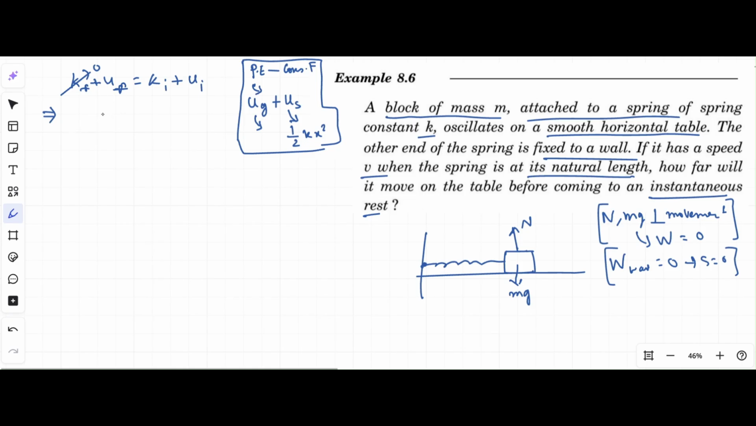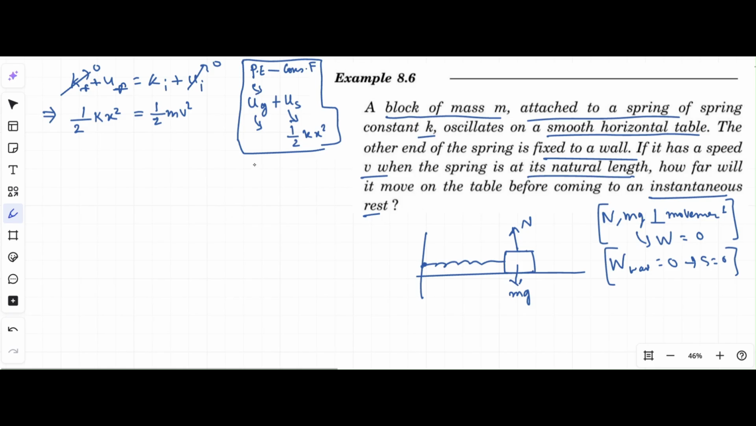So UF, we can write it as half k x square. Finally, it is moving some distance. Let us call that x. And kinetic energy initial is equal to half m v square, and potential energy initial is equal to 0.